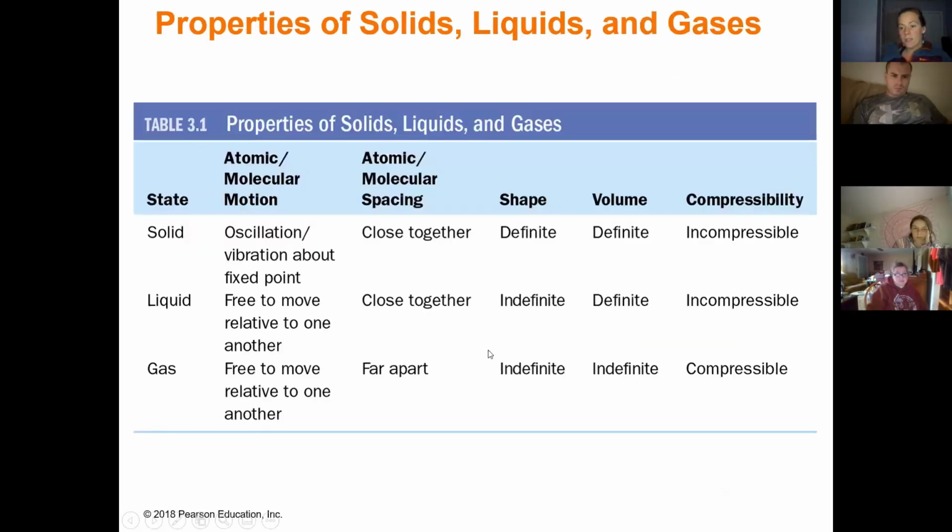So this chart gives us a full summary of what we just talked about. You want to know this. I could say, what material is not compressible but takes up the shape of its container? That would be a liquid, right? So know these, or which one has atoms close together and has a fixed shape and volume? It would be a solid.